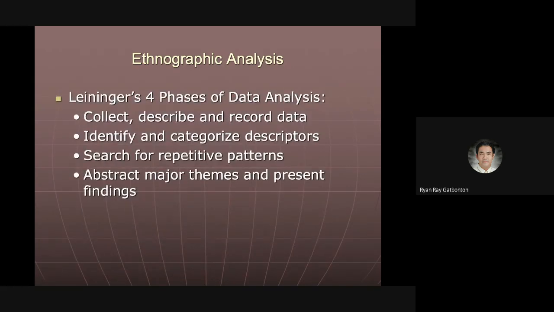Leininger's method has four phases of data analysis. Kasi nga, di ba, we all know Leininger is the proponent of transcultural nursing. So the word itself, culture, she did an ethnographic analysis. Okay? So according to her, we have to collect, describe, and record data. We have to identify and categorize our descriptors. We need to search for repetitive patterns and abstract major themes and present findings.